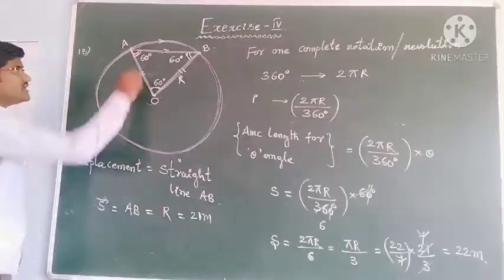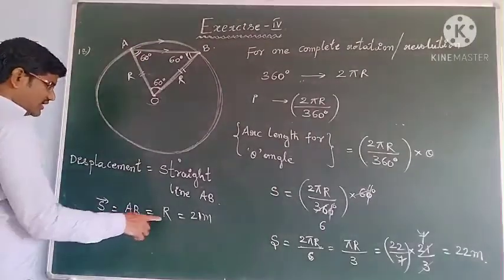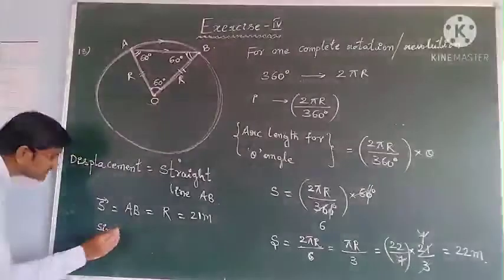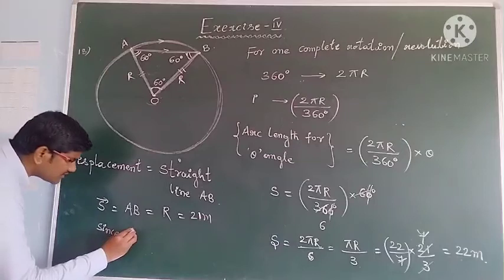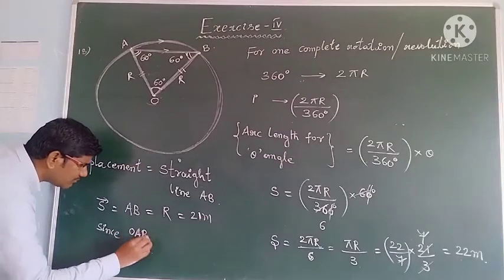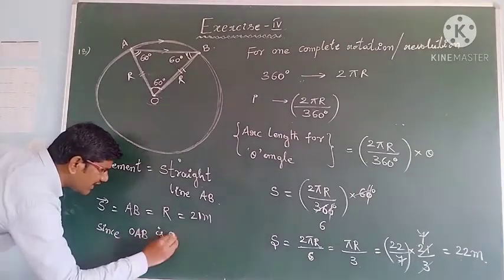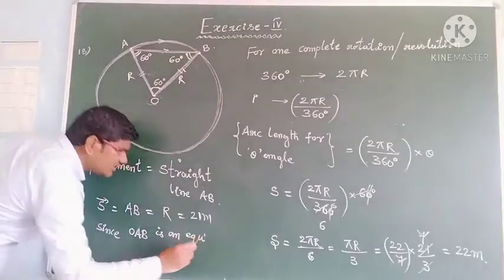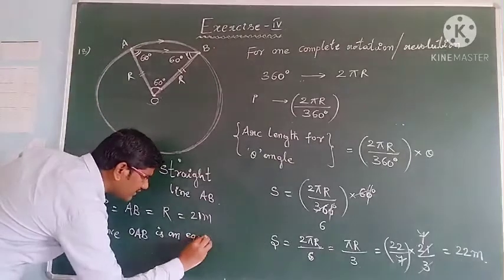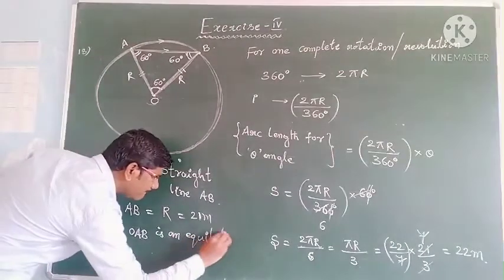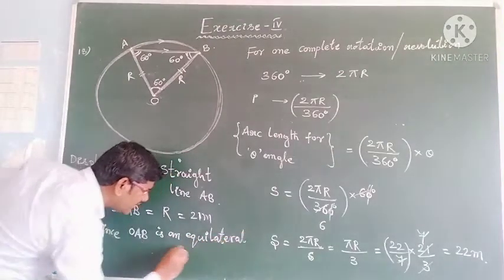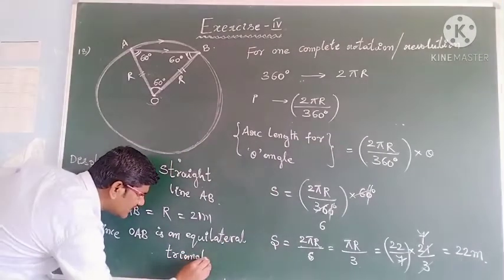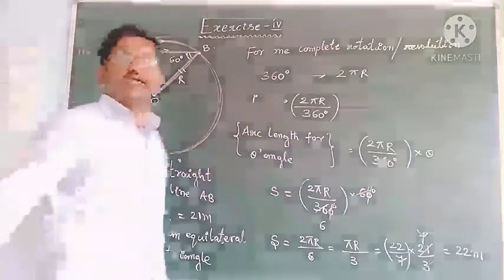Okay, students, since AB is equal to R, since OAB is an equilateral triangle. So it is an equilateral triangle.